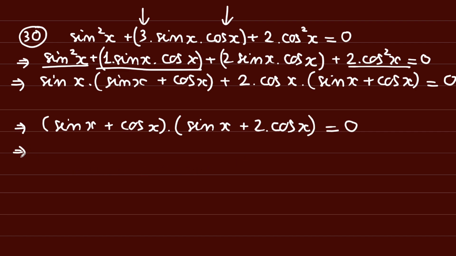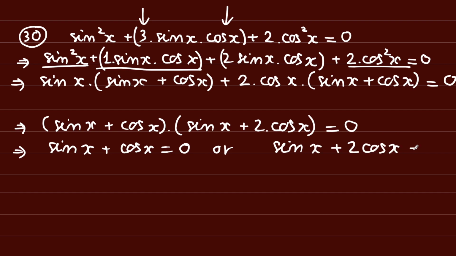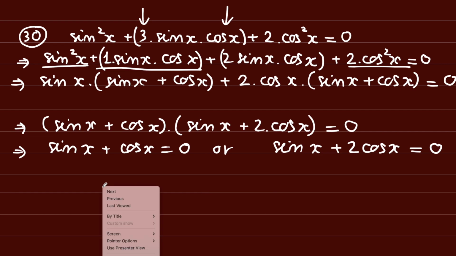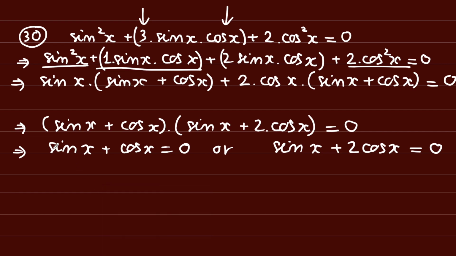So this gives 2 cases or 2 solutions. The first one is sine x plus cos x equal to 0, or the other one will be sine x plus 2 cos x equal to 0. Yeah, so how can you work with this? This one is a little bit harder and this one also is harder. And I want to solve one case at a time.